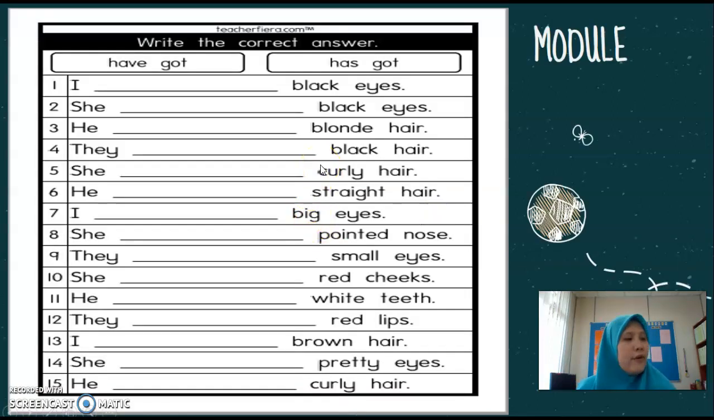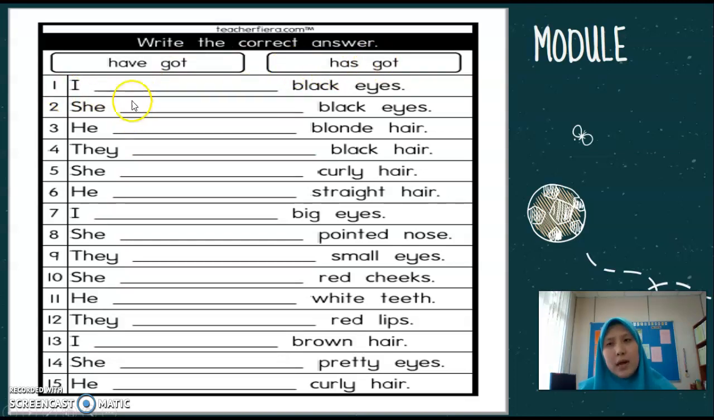Okay, so for your enrichment activities, please open your module that you have taken from school. Okay, please do these 2 pages. The first page, let's discuss the answer for the first and second questions. Okay, the instruction is write the correct answer. You have to choose have got or has got.